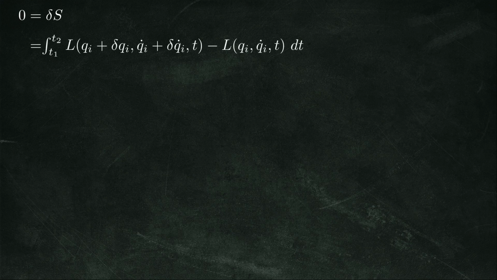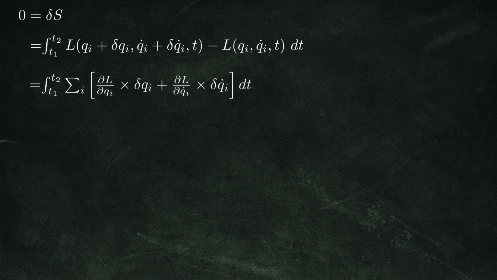Then to get to the second line, we've done two things. Firstly, we've said that the difference in the action is the action of the slightly perturbed path, which was s plus delta s, take away the action of the real physical path, which is just s. And then we've said that the action is the integral of the Lagrangian. To get to the third line, we have used the chain rule, which I've put up on the screen there for a function of two variables.